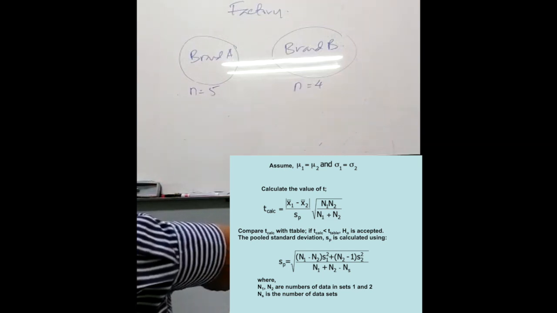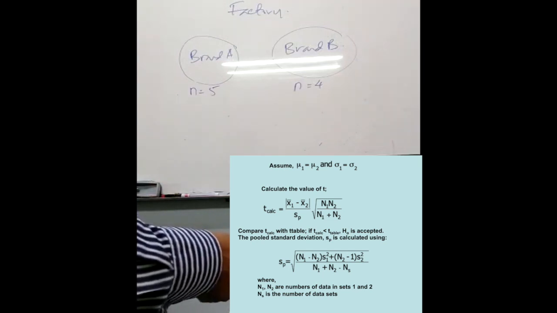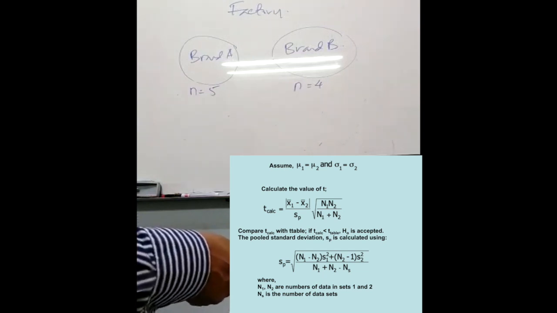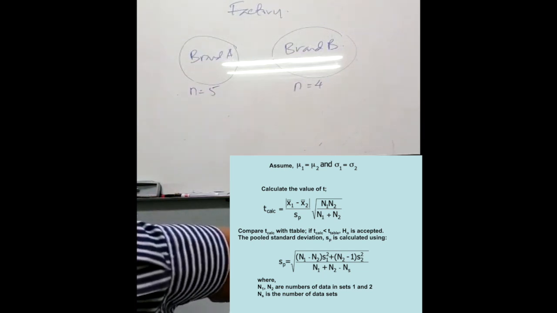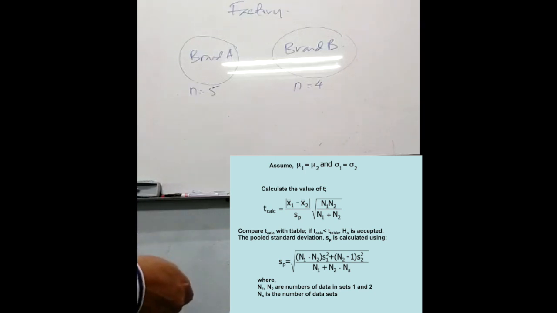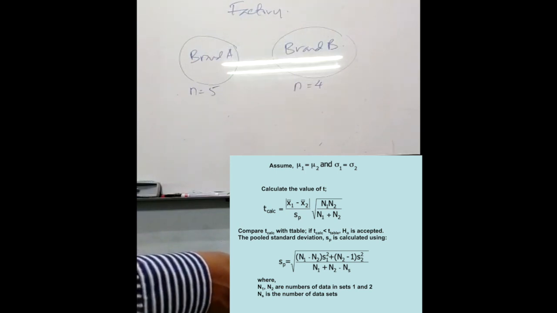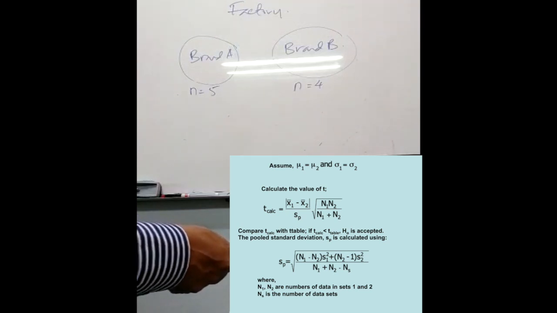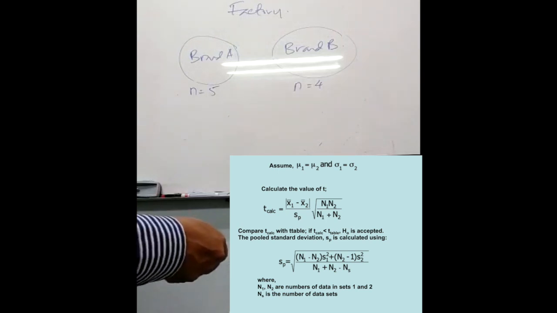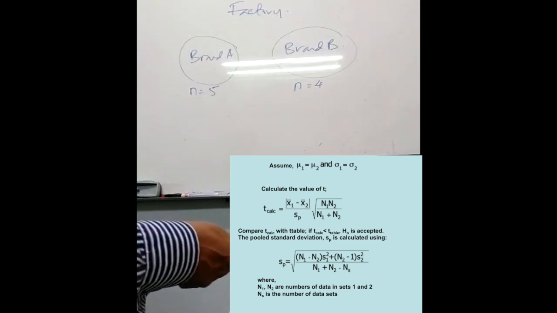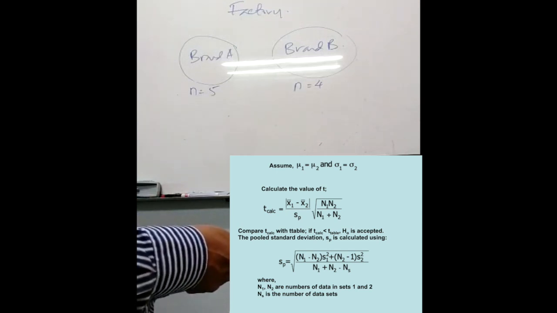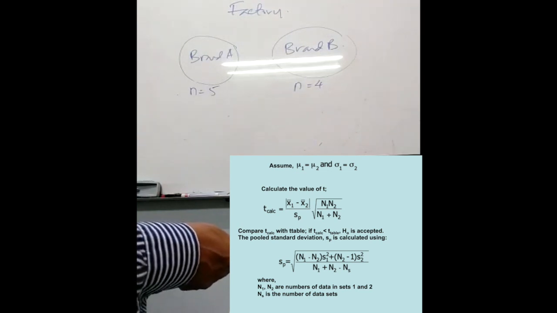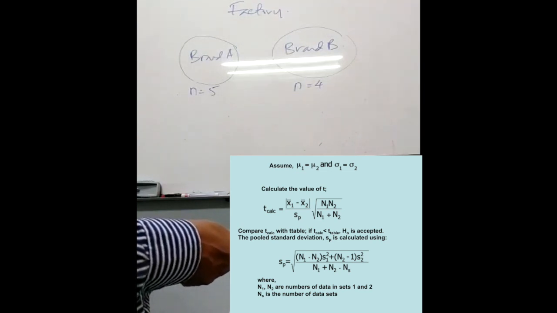N1 plus N2 here is the number of data in the sets. N1 and N2 are the numbers of data in sets 1 and 2, so this is 5 plus 4. Then N1 minus 2. Actually, not N2, actually minus 1, and this is minus 1. Please correct your notes. This is minus 1.